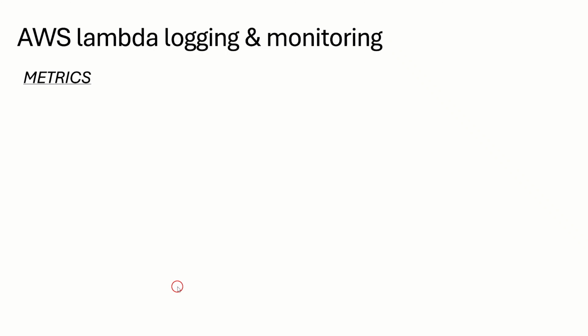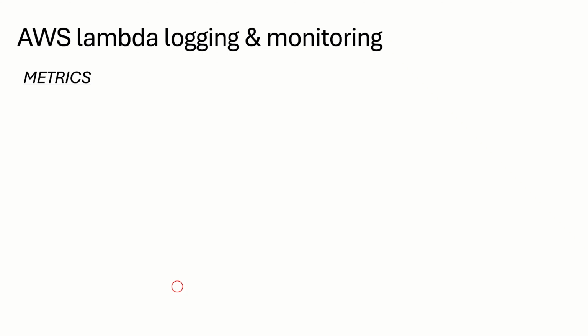Moving to the next part, that is metrics. What are metrics and what kind of metrics are available in Lambda, we will see now. When it comes to metrics, it is the statistical information about the Lambda processing and the time taken, how much CPU it consumes, and how many successful executions and failed executions there are. Those kinds of things we call metrics.